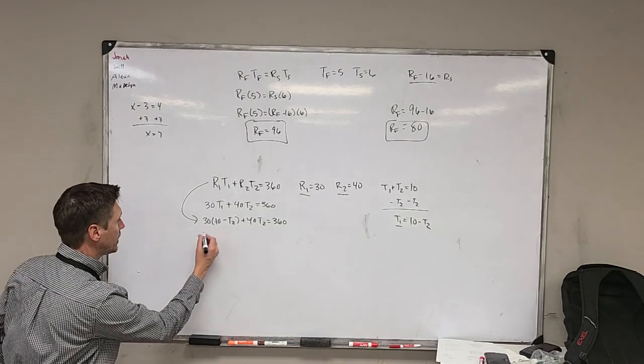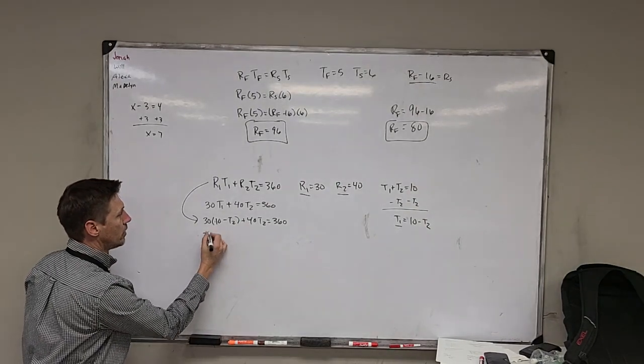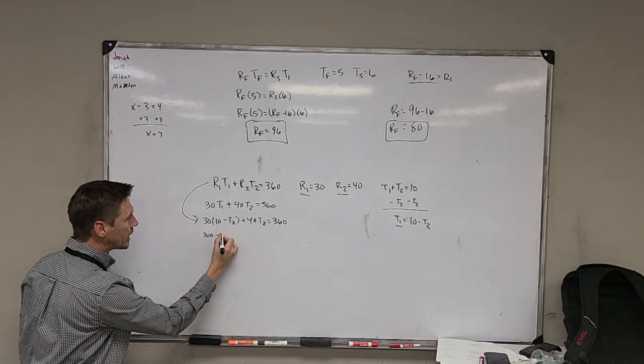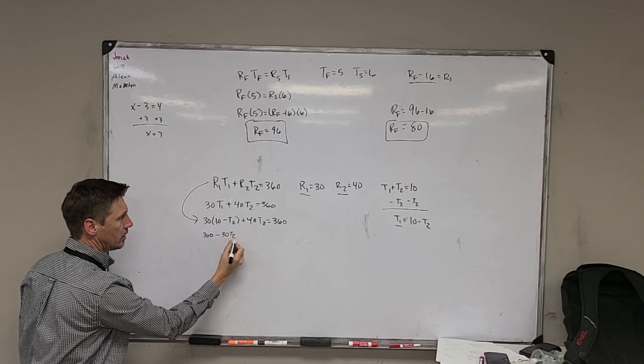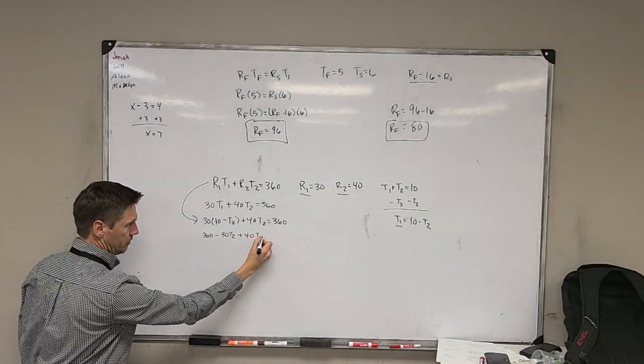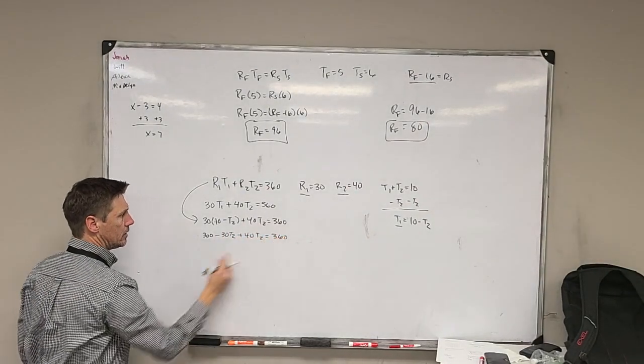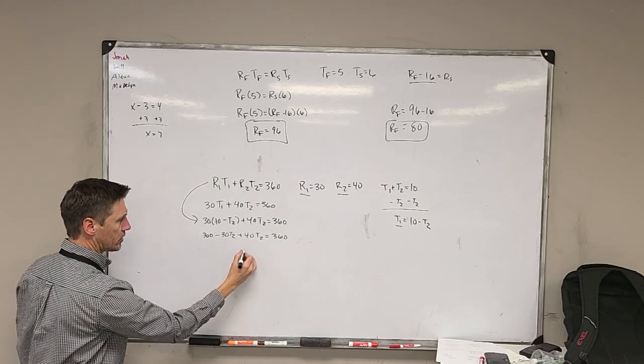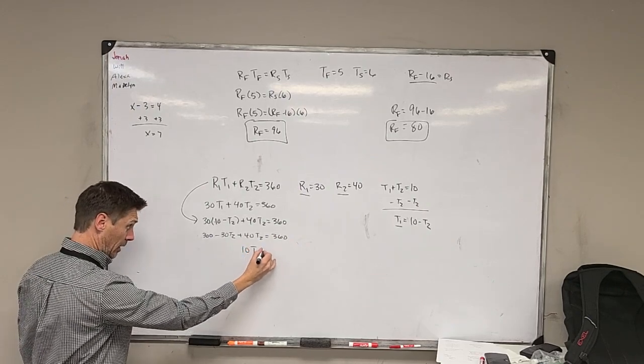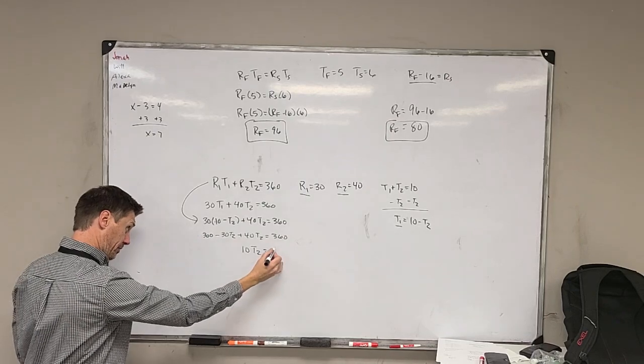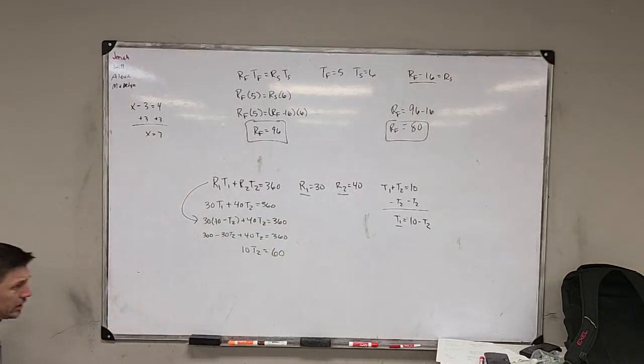Distribute, right? So 30 times 10 is 300. 30 times negative T2 is negative 30 T2, right? Plus 40 T2 equals 360. I'm going to keep my T2s over here on this side, so I'm going to get 10 T2, and I'm going to move 300 over here. 10 T2 equals 60. Did I lose anybody in those steps? You guys tracking with me?